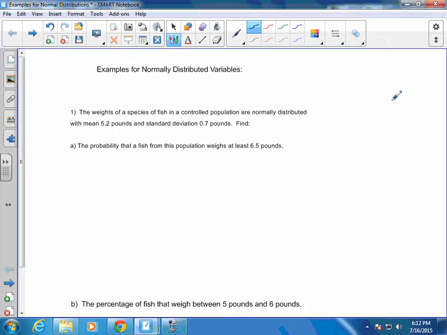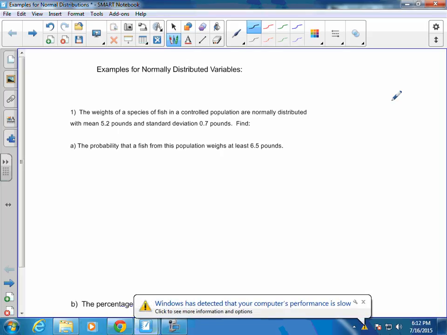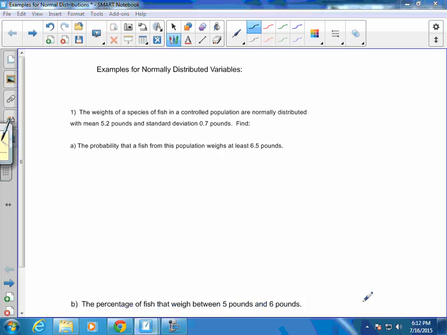Okay, so let's take a look at some examples for normal probabilities and normally distributed variables. All right, so starting with number 1 here, we got the weights of a species of fish in a controlled population are normally distributed with a mean of 5.2 pounds and standard deviation 0.7 pounds. Find for part A the probability that a fish from this population weighs at least 6.5 pounds.